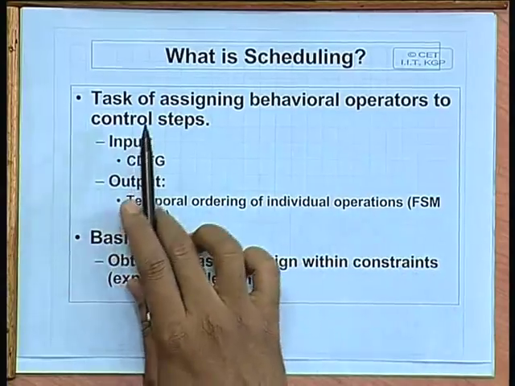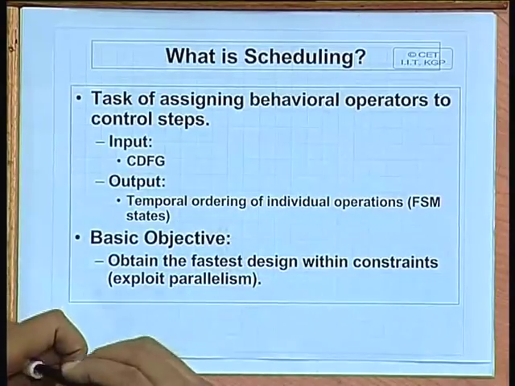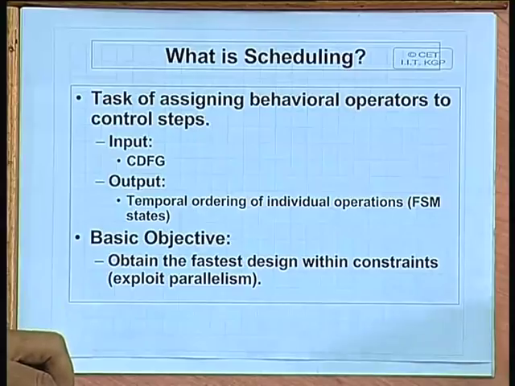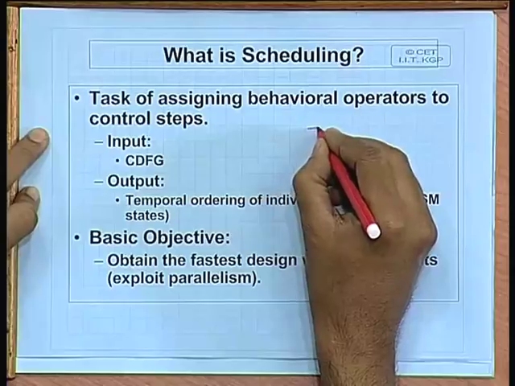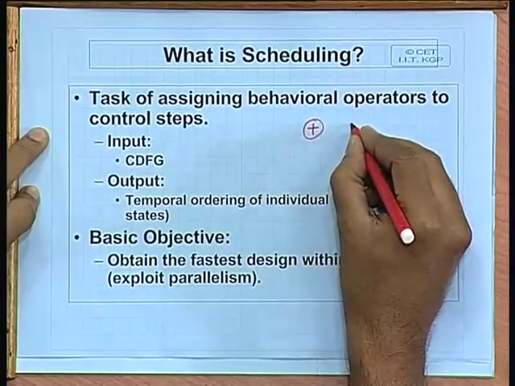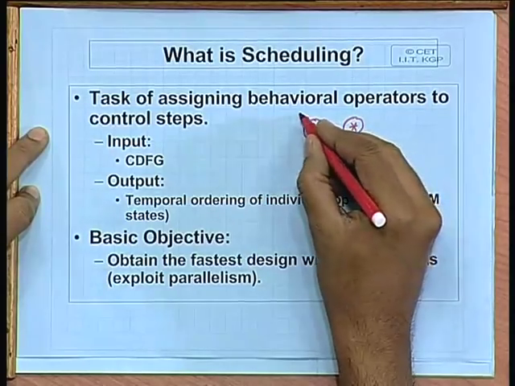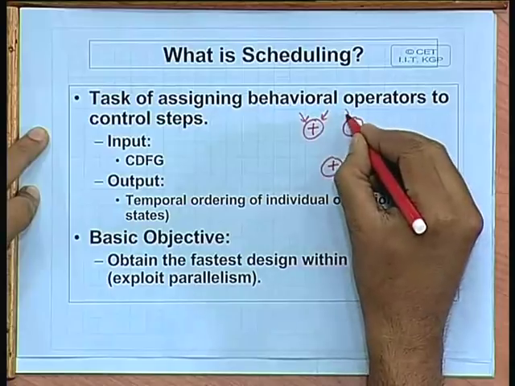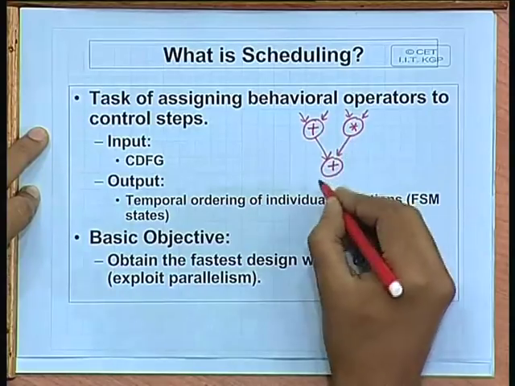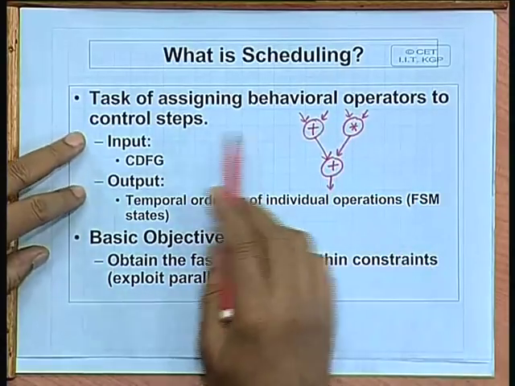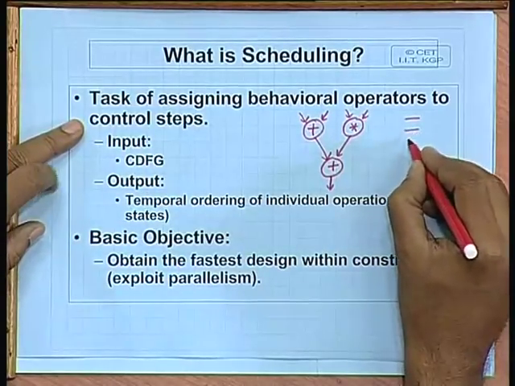So first let us try to understand what we mean by scheduling. Scheduling is essentially the task of assigning behavioral operators to control steps. What do you mean by behavioral operators? Think of a typical portion of the CDFG. For example, it may look like this: an adder, a multiplication and another addition. Some data inputs are coming like this. The outputs of this addition will come here, the output of the multiplier will come to this adder like this.